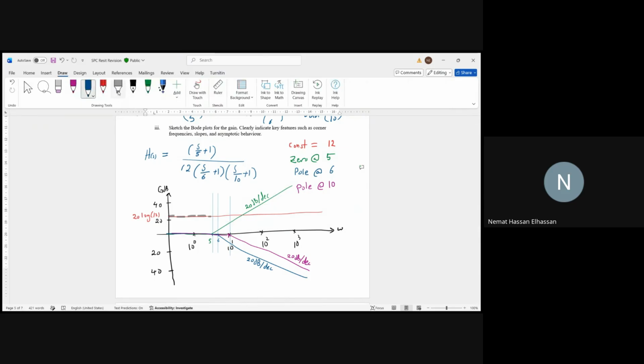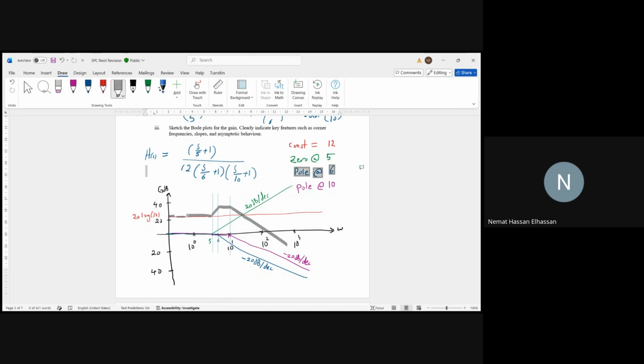So until we reach 5, we only follow the gain of the constant. And then between 5 and 6, we have only the 0, which is increasing. And then between 6 and 10, we have the positive 20 decibels and the negative 20 decibels countering each other out, which means that it will be stationary or flat. And then at 10, we'll have positive 20 and negative 40, which means we will drop.